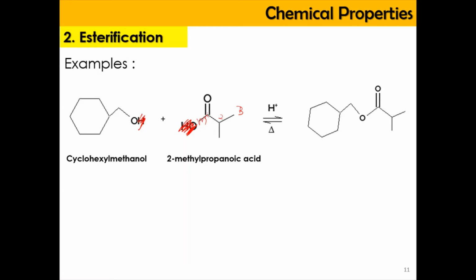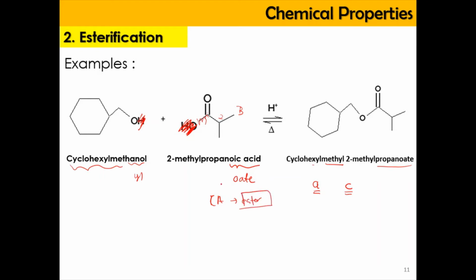So for the naming of the ester, you're going to name the alcohol first. Okay, remember A first, then only C. So the alcohol part is cyclohexyl methanol. But now, because it becomes an ester, it's going to be cyclohexyl methyl, because you change the ol into yl, and for the acid part, the oic acid, you change it into oate. Okay, so it's going to become cyclohexyl methyl 2-methyl propanoate. Okay, so this you're going to learn in the chapter of carboxylic acid, where you're going to name the ester. But I'm just going to introduce you now so that you get a head start of the chapter.